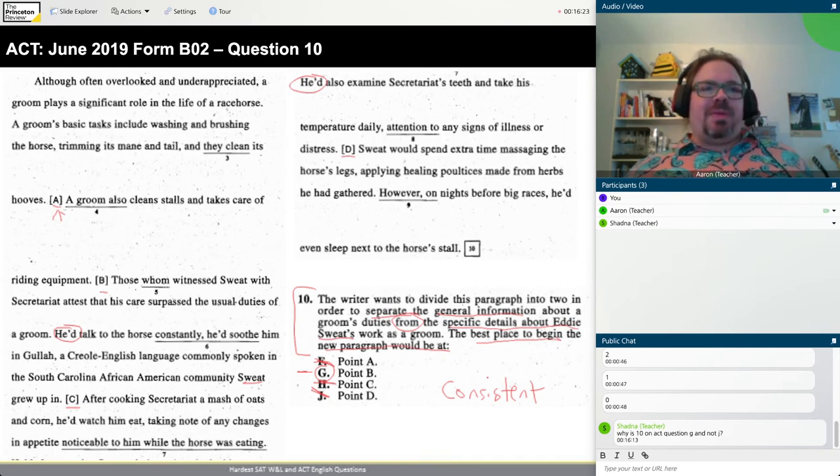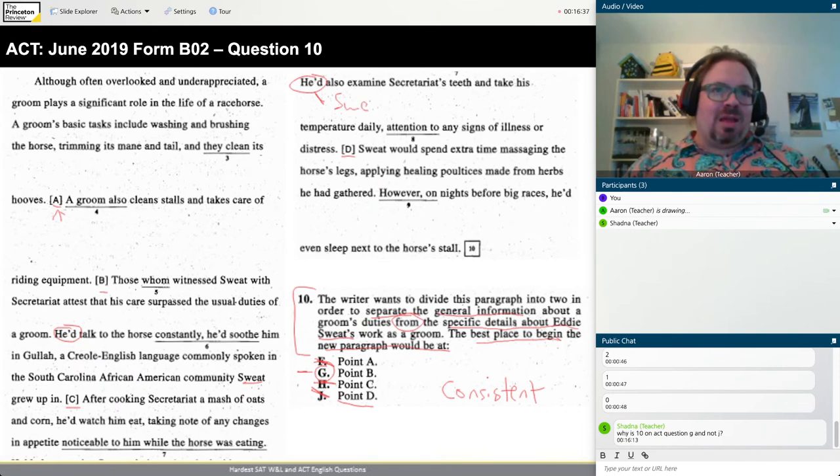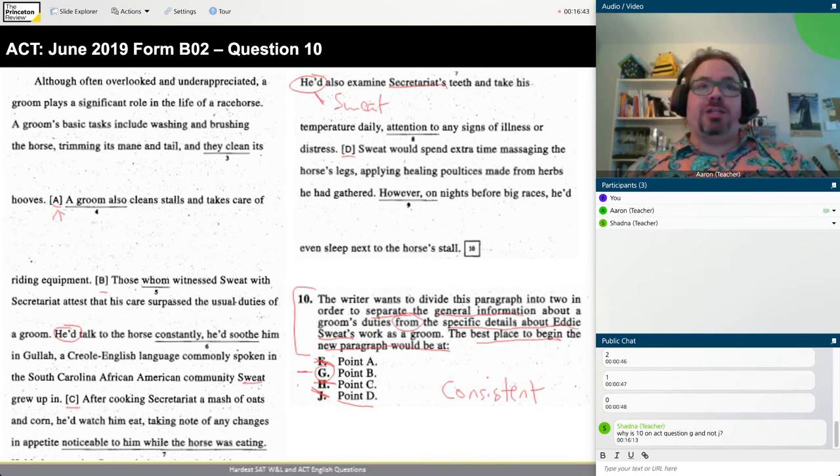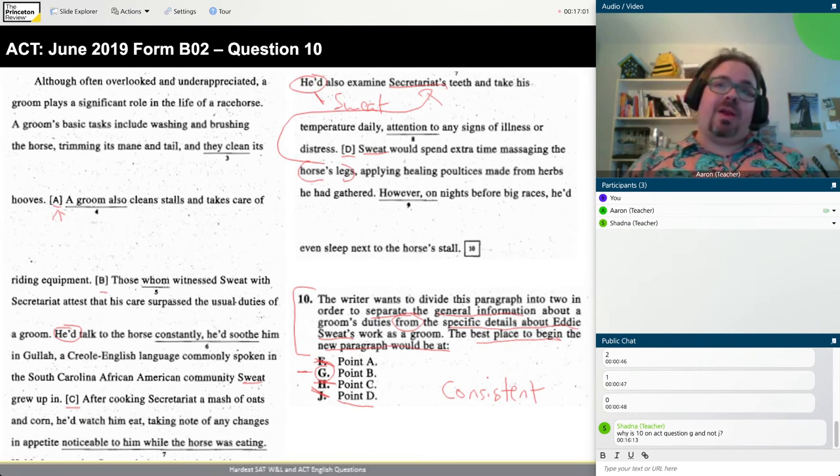So it is G and not J, because at point D, we need to have this general information about a groom's duties before point D. Before point D is about Sweat, and what Sweat did specifically with Secretariat. So it's not general information. So point D is not separating the general information from specific details, because they're both, we could even look afterwards, Sweat would spend extra time massaging the horse's legs. Well, this horse is Secretariat. We're not separating anything, and specifically, we're not separating the general information from the specific details.